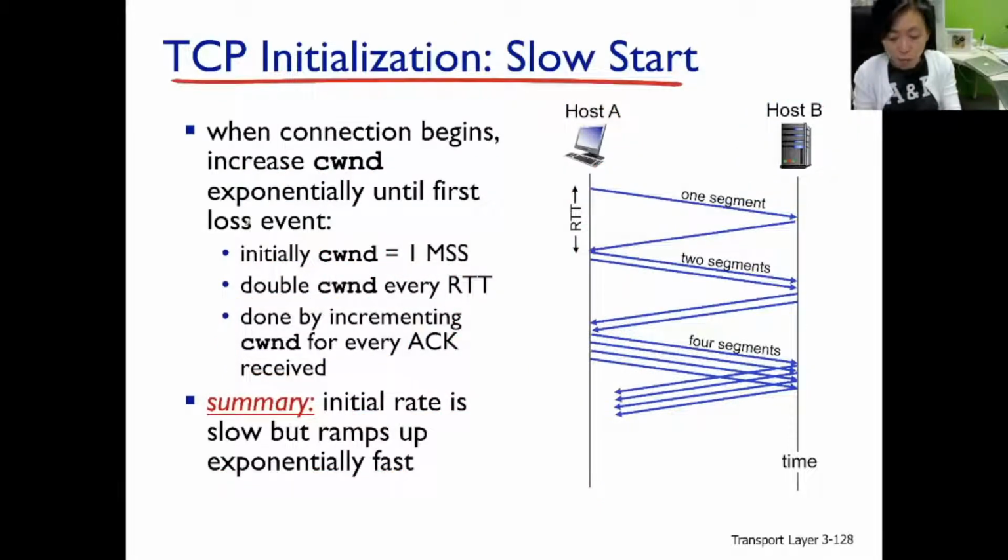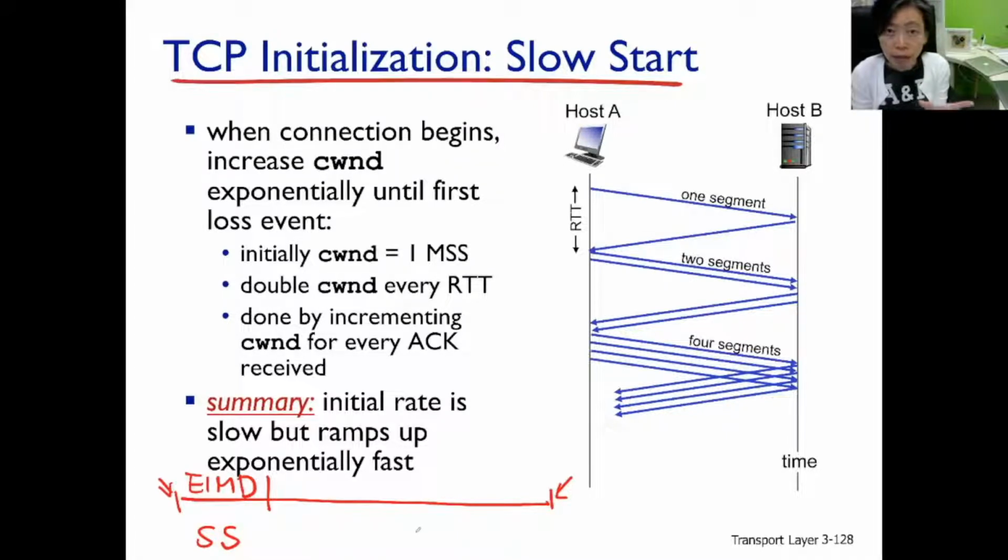So overall, TCP's process of discovering the proper sending rate is more like this. This is a TCP connection, and this is the beginning of it, and this is the end of it. There's this initialization phase where we run the slow start mechanism, and the behavior of the window size is exponential increase. And then in the steady phase, we run this congestion avoidance mechanism. The behavior of the window size is AIMD.